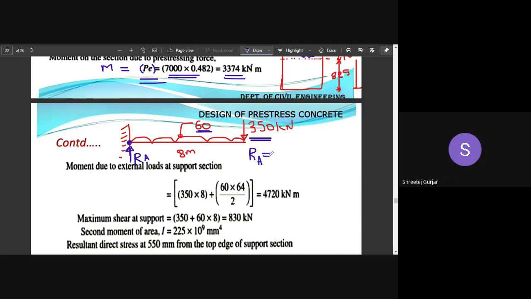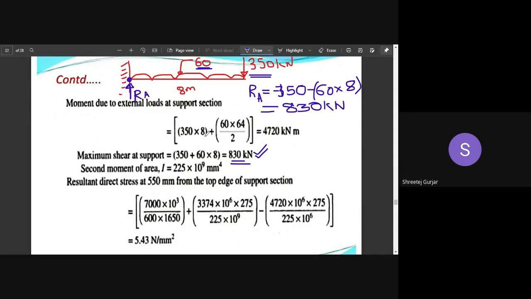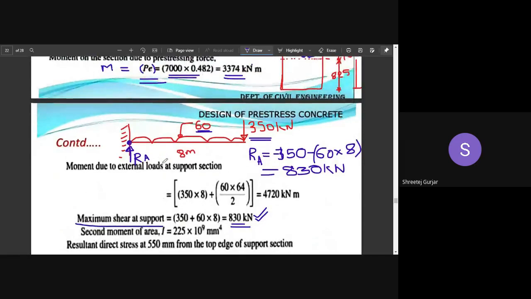830 kilonewton. Okay, correct. You have got the correct answer. So Ra is equal to this minus 350 and minus 60 into 8. It is 830 kilonewton, acting in the upward direction. I have taken the summation and found the reactive force at the support section, which is nothing but the maximum shear at the support.